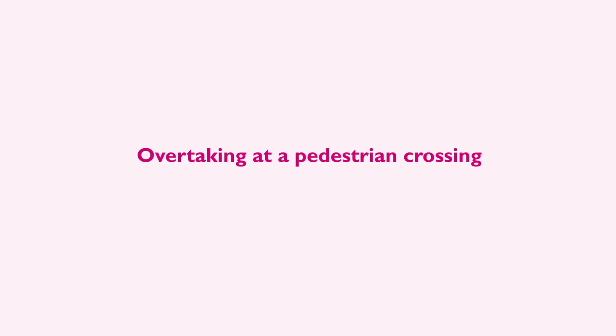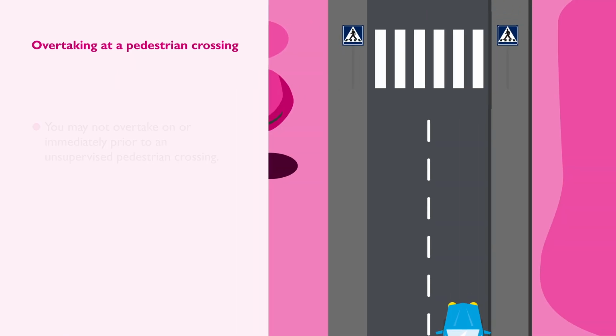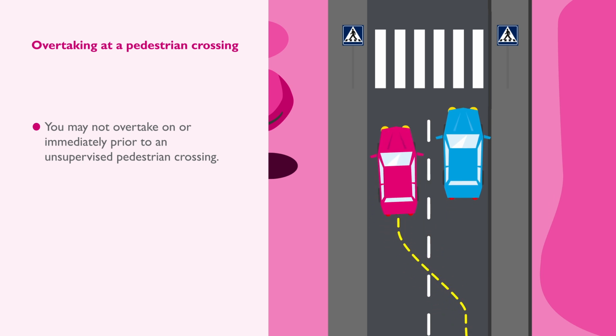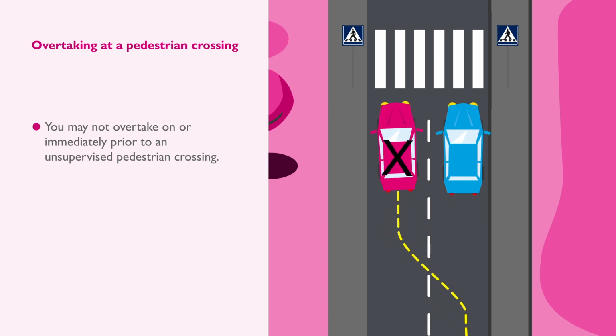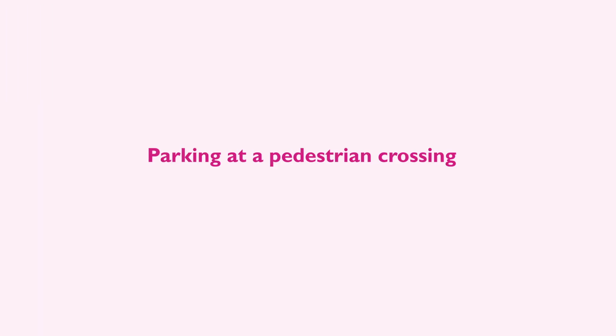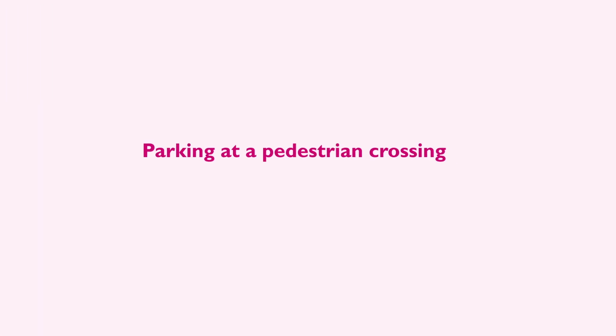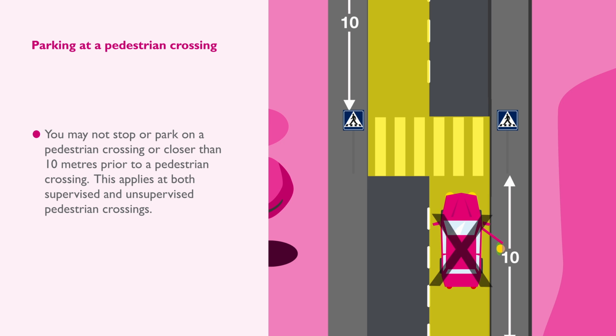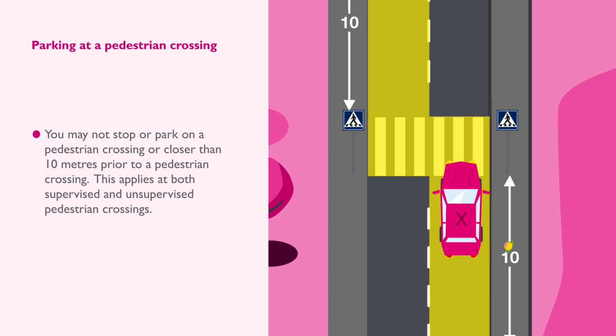Overtaking at a pedestrian crossing. You may not overtake on or immediately prior to an unsupervised pedestrian crossing. Parking at a pedestrian crossing. You may not stop or park on a pedestrian crossing or closer than 10 meters prior to a pedestrian crossing. This applies at both supervised and unsupervised pedestrian crossings.